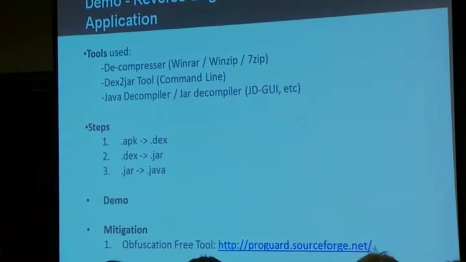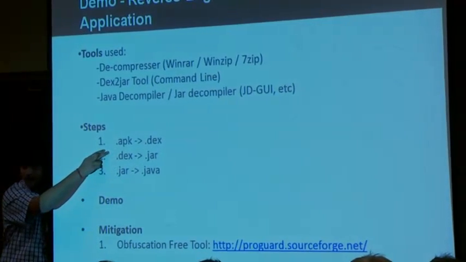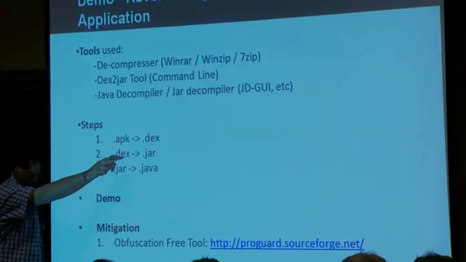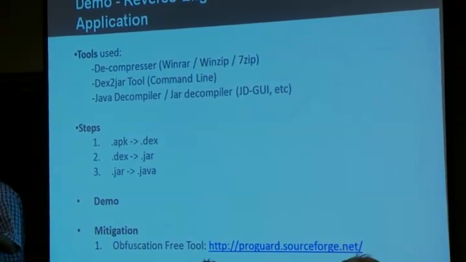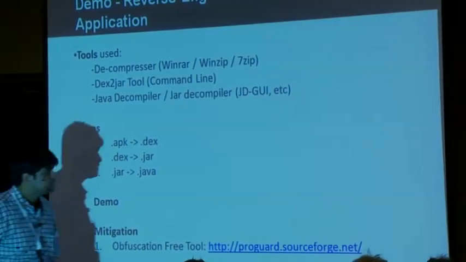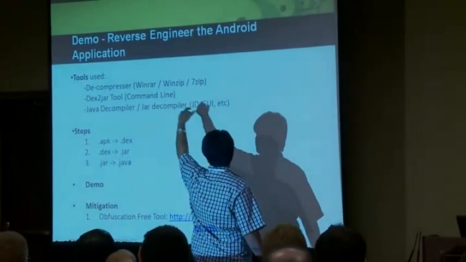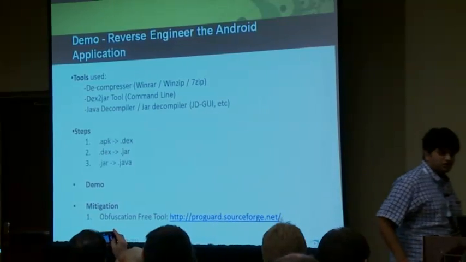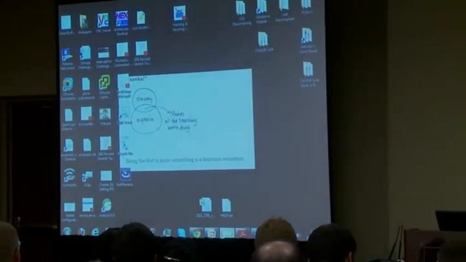So the steps: APK to Dex. APK is the executable for Android. Dex is the bytecode, to jar, and jar to Java. So you have the code, and then you can find the treasure words. The tools used are 7-zip, command line Dex to jar, which is open source, and JD-GUI. So I'll show you a demo for this.